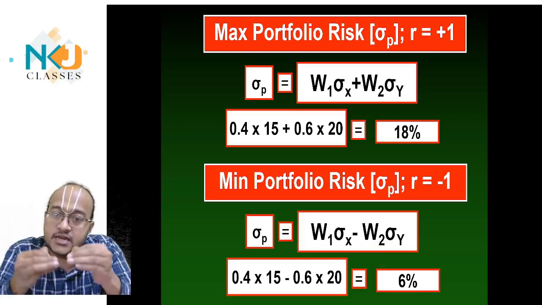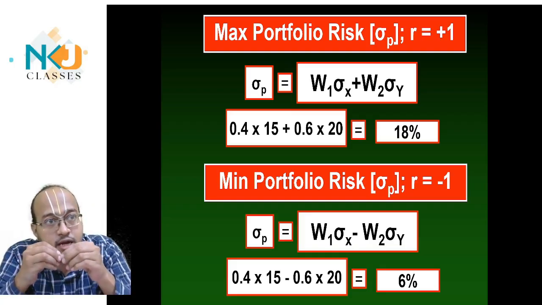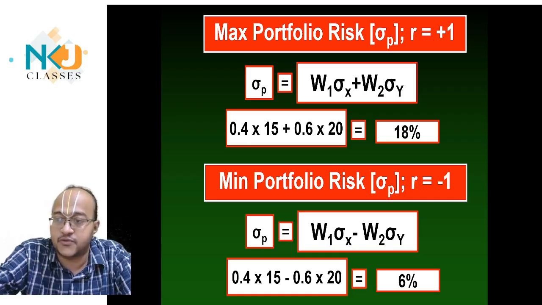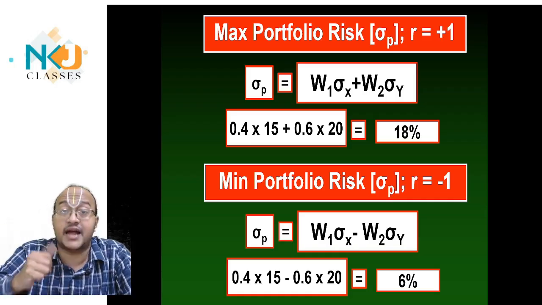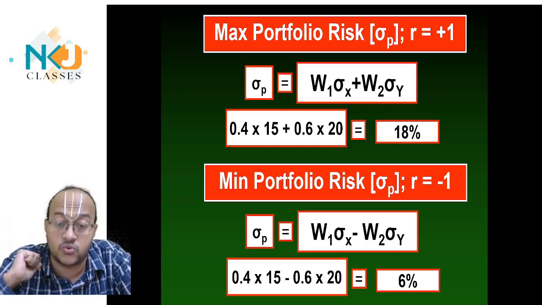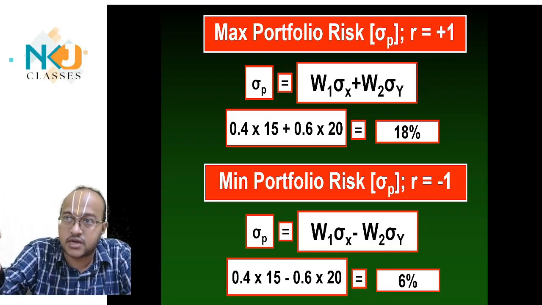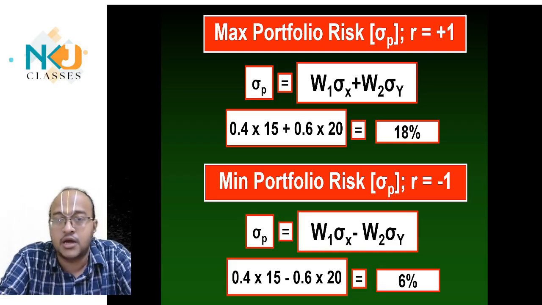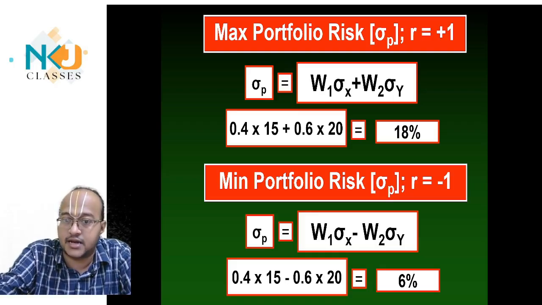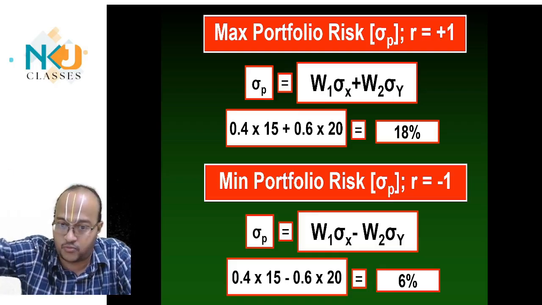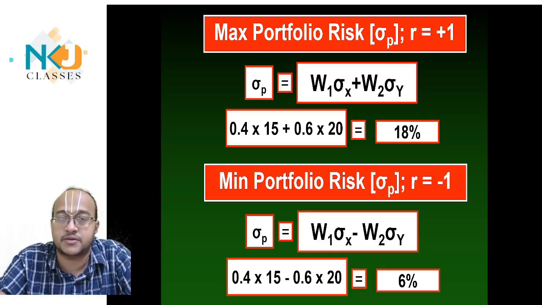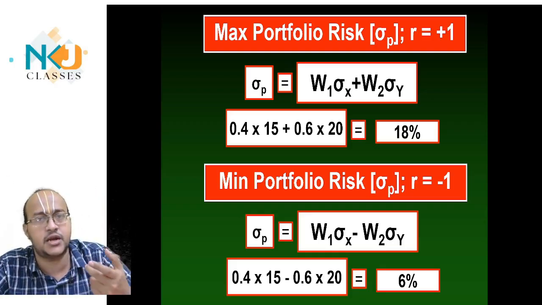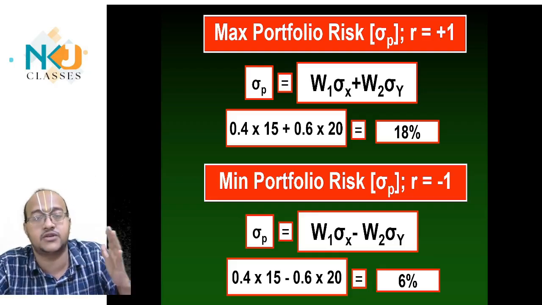In this question, -1 correlation is there, but the proportion given is 40%, 60%. That is not the proportion as per the formula. So it is not the ideal proportion wherein you can bring risk to 0. Even if the correlation is -1, since the proportion is not as per the optimum proportion formula, at 40% and 60% you can reduce the risk to only 6% and not to 0%. The proportion ideally should be different.